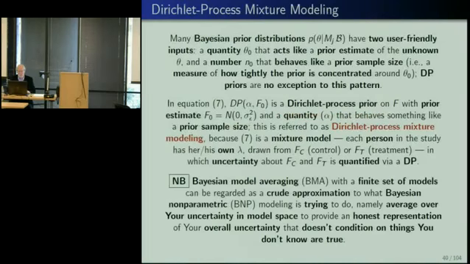So you can think about Bayesian model averaging with a finite set of models, I'm on page 40 now, as like a crude approximation to what Bayesian nonparametric modeling is trying to do, namely averaging over your uncertainty in model space to provide an honest representation of your overall uncertainty that tries hard not to condition on things you don't know are true. So my sense of what's going on is that BMA was a good technology for the decade of the 1990s because it was the best technology people had routinely available to them. And it's still used to some extent in the 2000s, but I think particularly with small and medium-sized data sets, people are finding it possible to do Bayesian nonparametric modeling, which may well turn out to be a more satisfying generalization of the thing that Bayesian model averaging is trying to do.